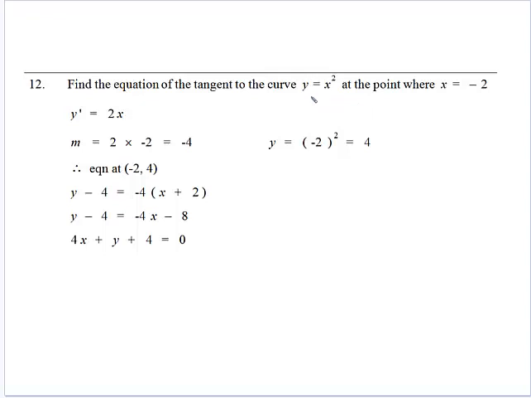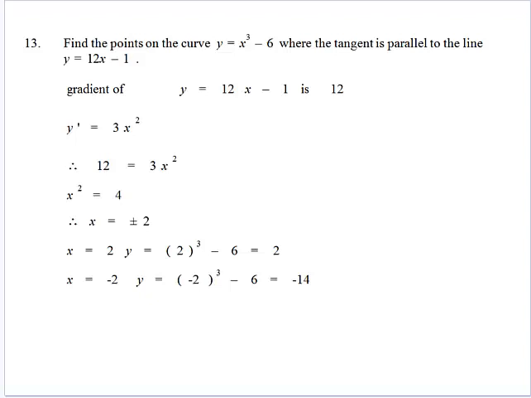So find the tangent to y is equal to x squared at x equals minus 2. We differentiate, we sub in x equals minus 2, we get our gradient by subbing into the gradient function, and we get our y value by subbing it back into the function itself. So we can get our equation at the point minus 2, 4 by subbing into the point gradient form of our line. So that starts to make life a little bit easier as we go through there as well.